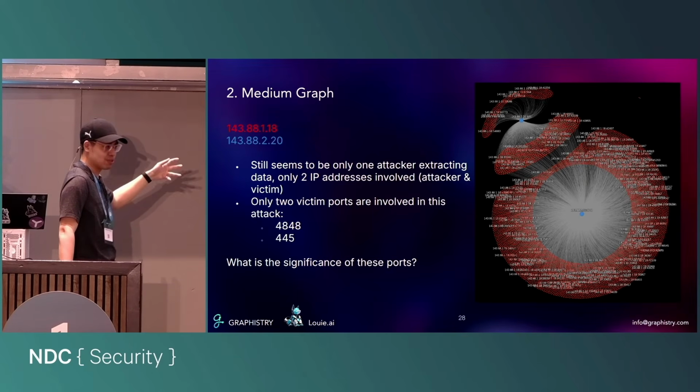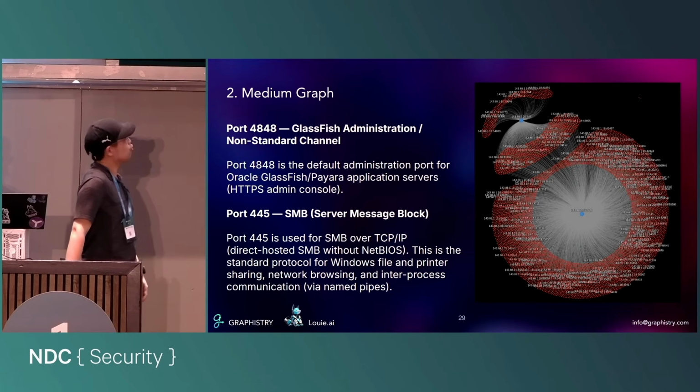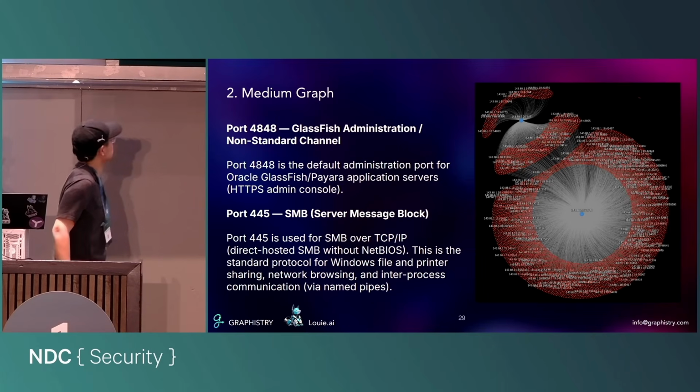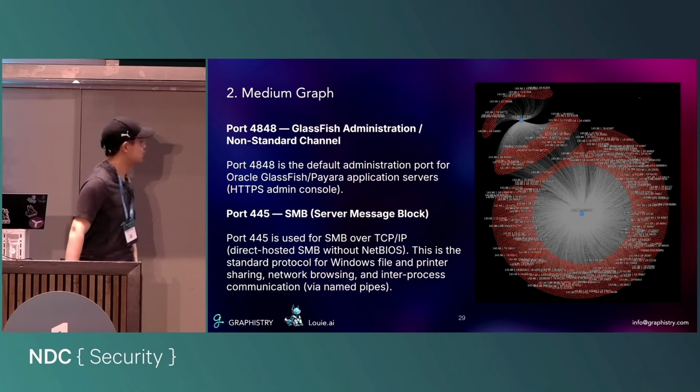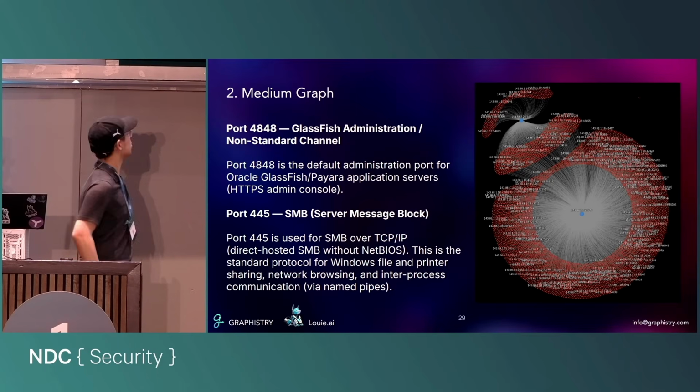So what's the significance of these ports? I think that's a natural question to ask at this point. Port 4848 just so happens to be the Glassfish administration channel, used to access the console and all that. That's not good. And port 445 is SMB, so that would explain why that's involved with exfiltration. They're pulling data out of that.